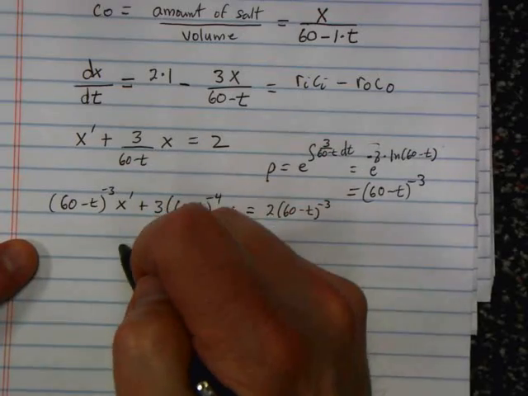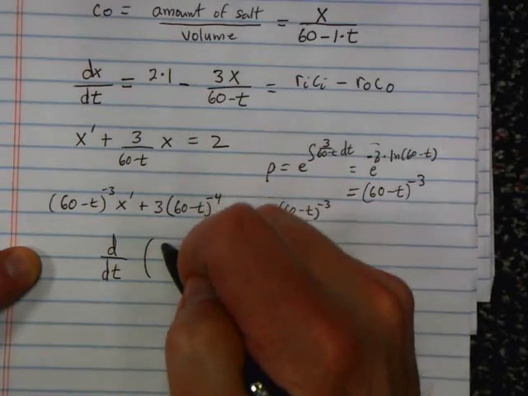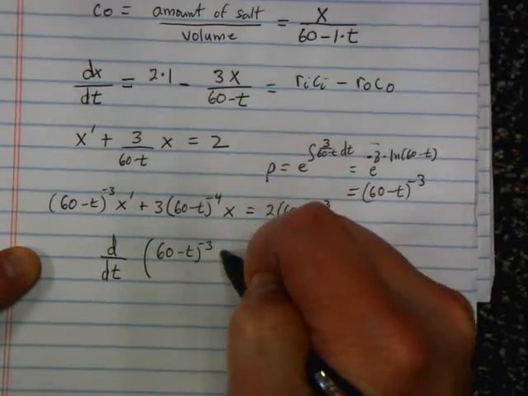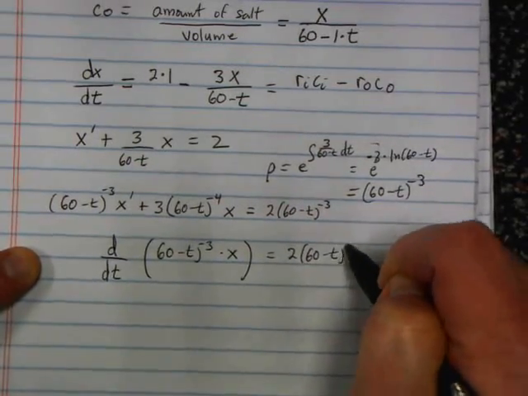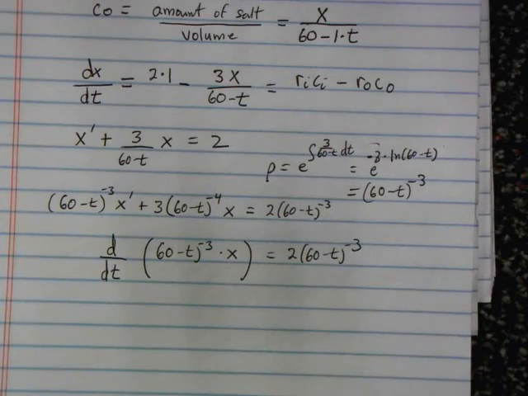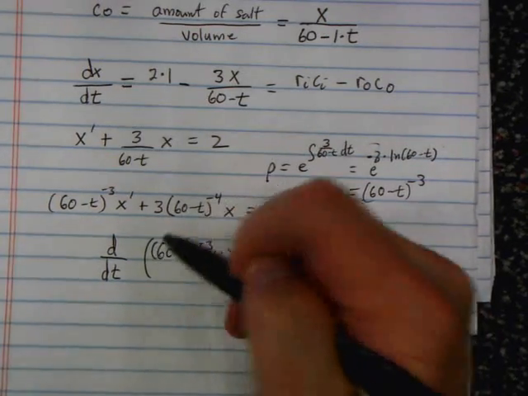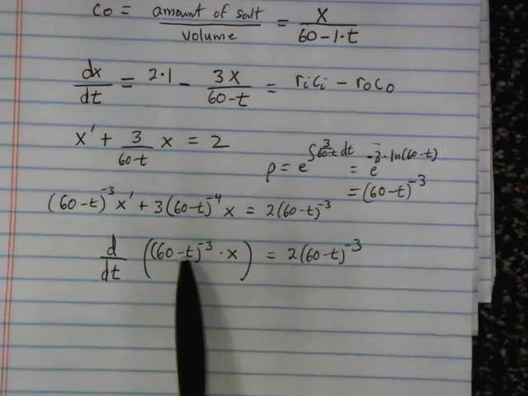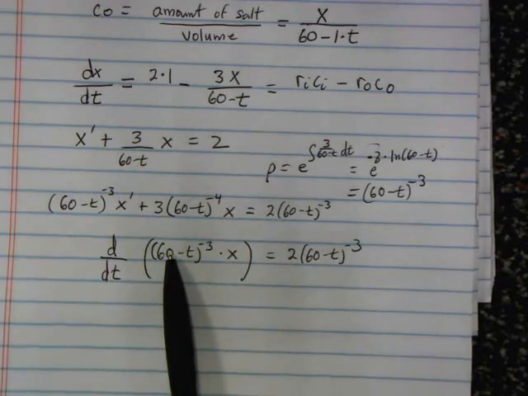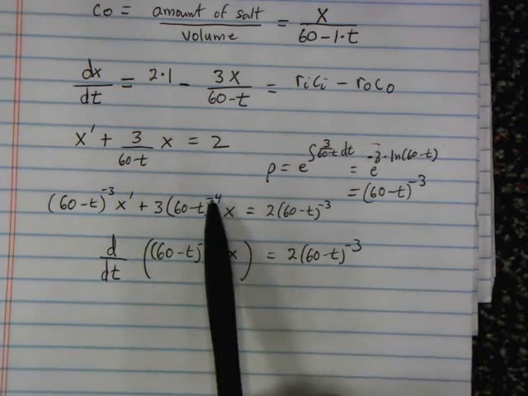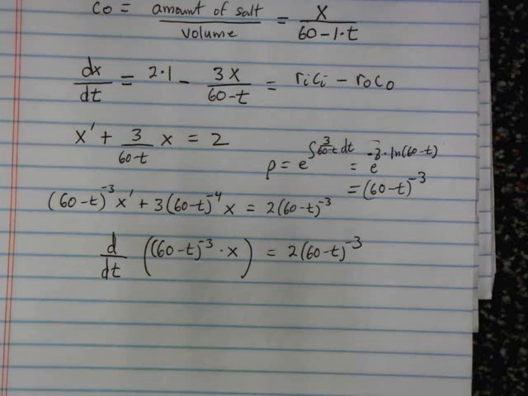If I've done it correctly, this left-hand side should be d dt of my rho, 60 minus t to the negative 3, times x. Let's just try the product rule real quickly to make sure we've got it right. I leave the first one alone, take the derivative of the second. There's that term. Then I leave the x alone. I take the derivative of this one, bring the negative 3 down, subtract 1 from my power, that's a negative 4, and then the derivative of the inside gives me another negative, which does make that a plus right there. So that looks correct.